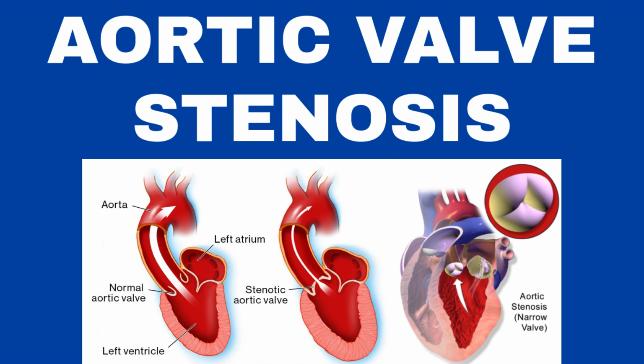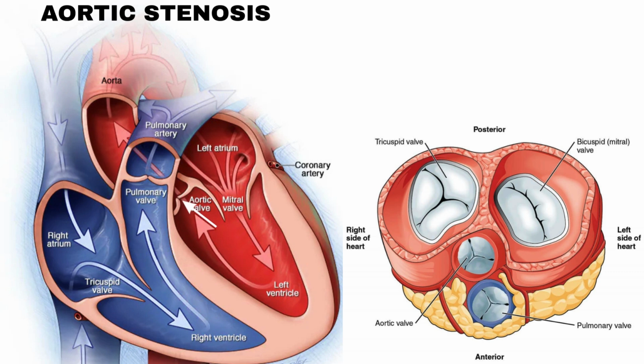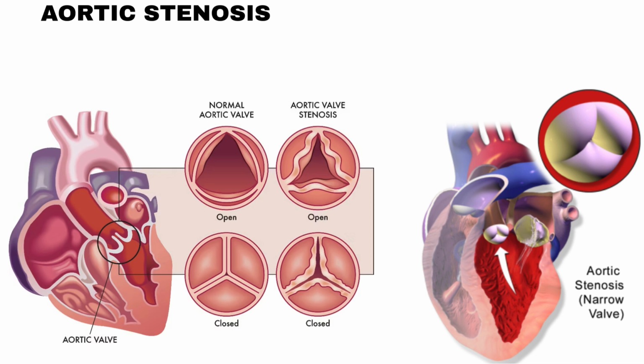In this video, we will be covering aortic stenosis. The aortic valve is the valve between the lower left heart chamber called the left ventricle and the body's main artery called the aorta. In aortic stenosis it is narrowed and doesn't open completely. This narrowing is called a stenosis.